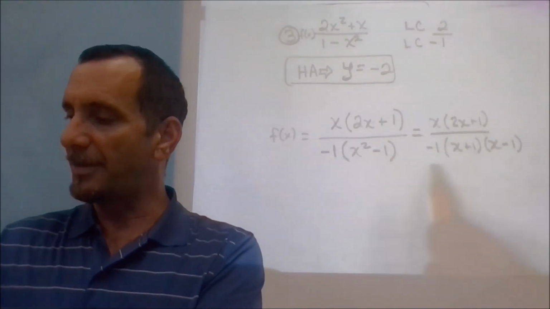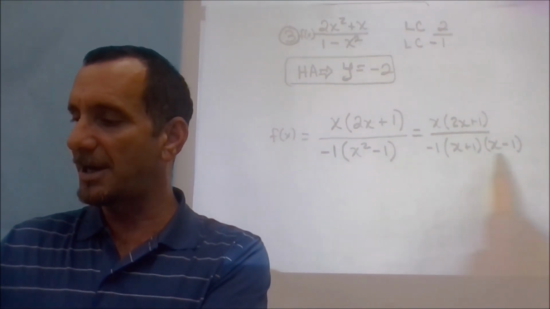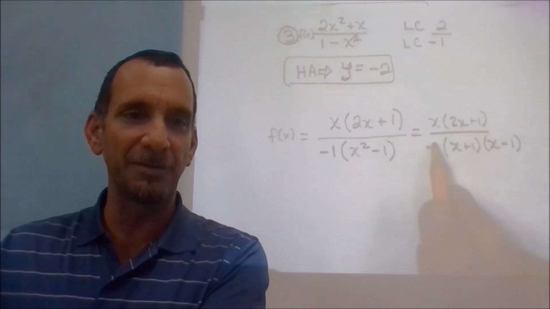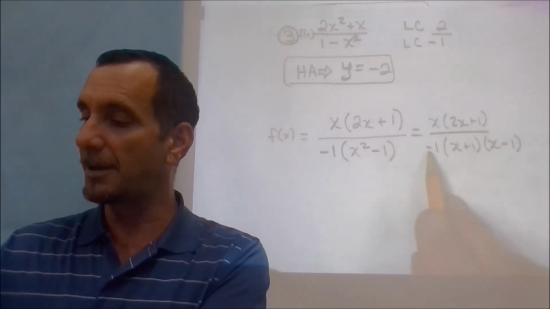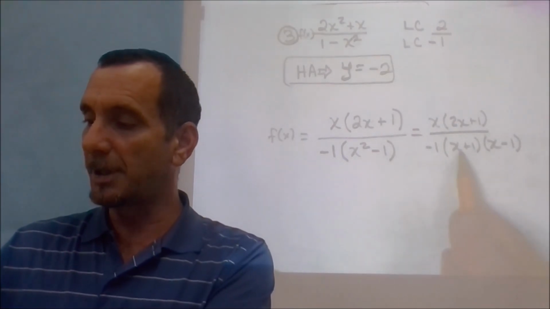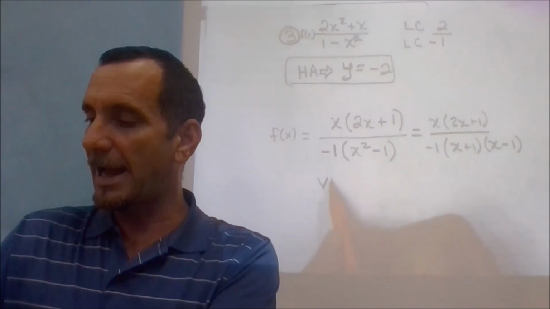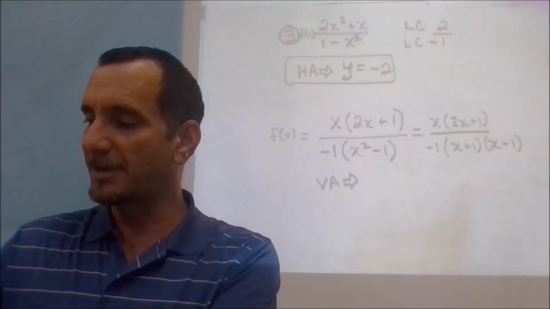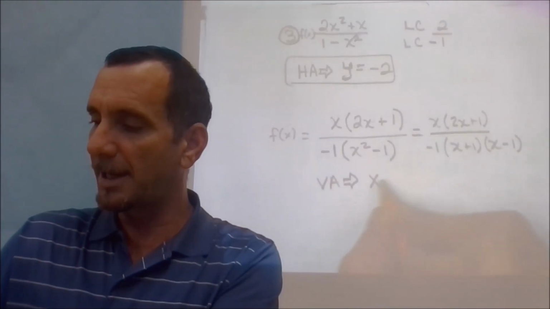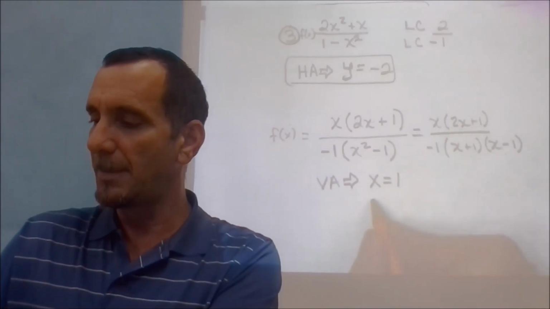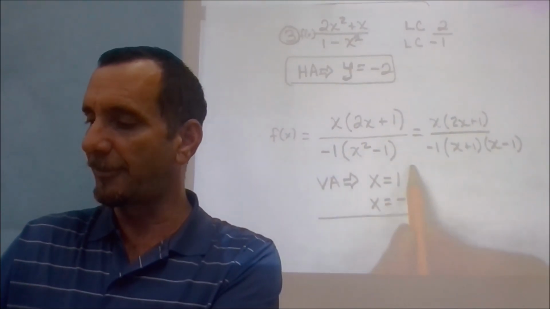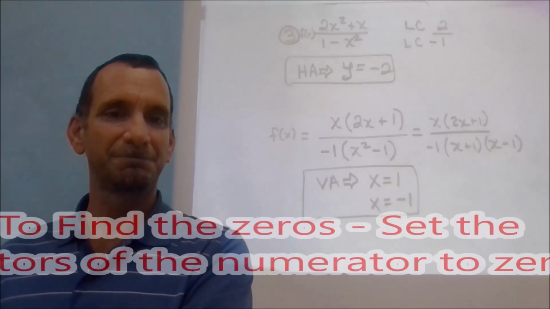Okay, so we've got the factors of the denominator. So x plus 1, x minus 1. For the vertical asymptotes, set the factors of the denominator to 0. We're going to get x equals 1 and x equals negative 1. Those are our vertical asymptotes.